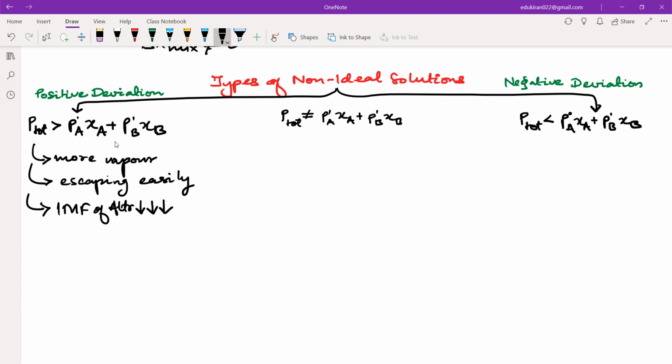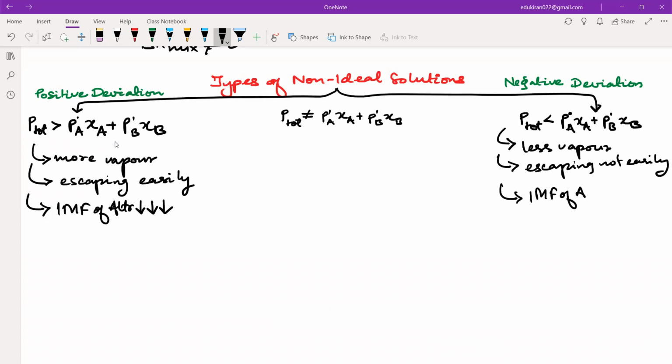Lower. Okay. Similarly here, if the P total is less, that means we will have less vapor, right? And the vapors are escaping not easily, and then it means the intermolecular force of attraction in this type of solutions will be higher after mixing. Okay, after mixing. Now we will first of all look at the explanation of positive deviation.